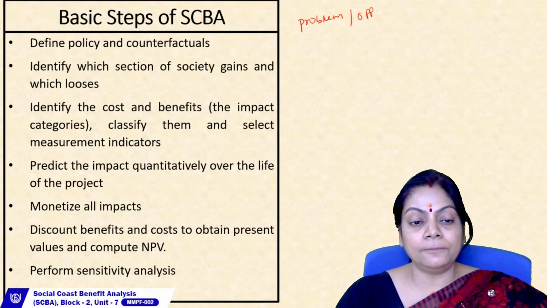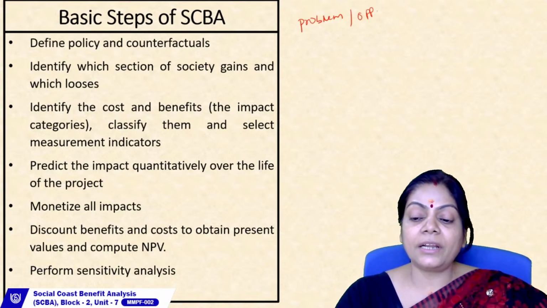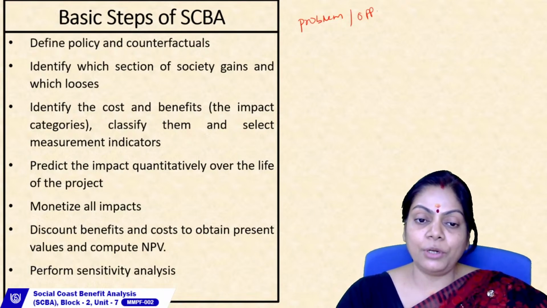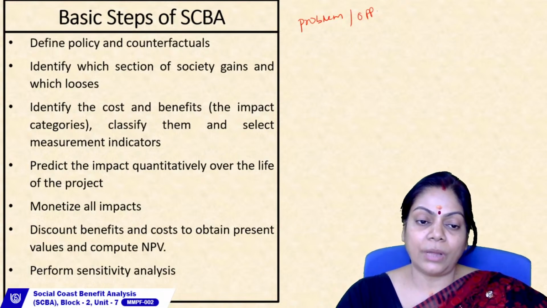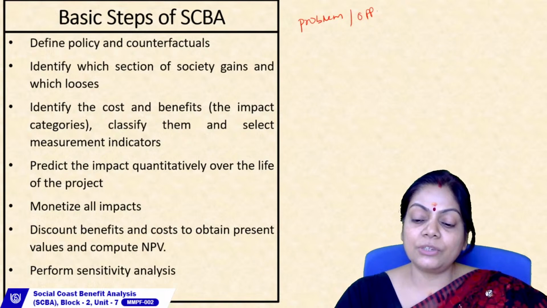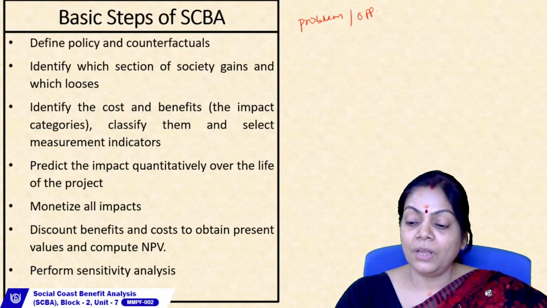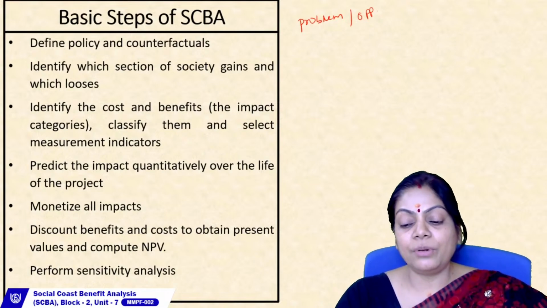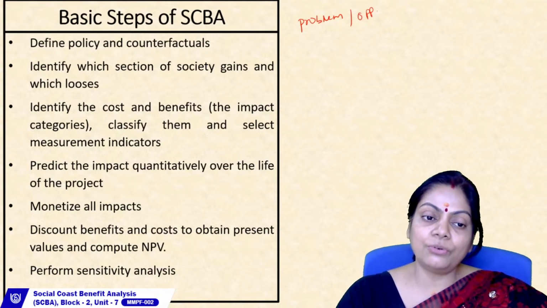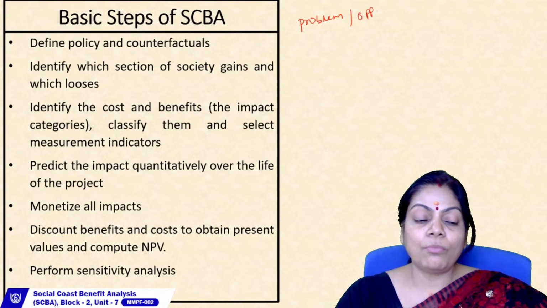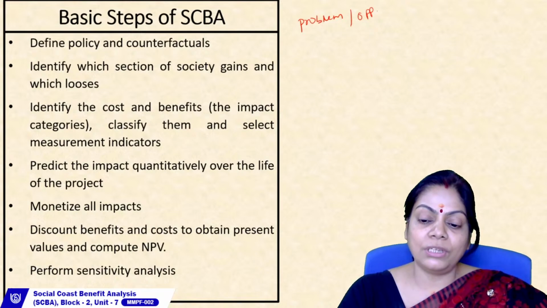Now, the fourth step is to predict the impact quantitatively over the life of the project. How do you do that? Whether it is going to have a very long time horizon, the relationship between the various variables like the input and output, these things have to be studied, how it is going to be impacted. Then you talk about monetizing. Basically, what I mean to say is put a monetary value on all these impacts.